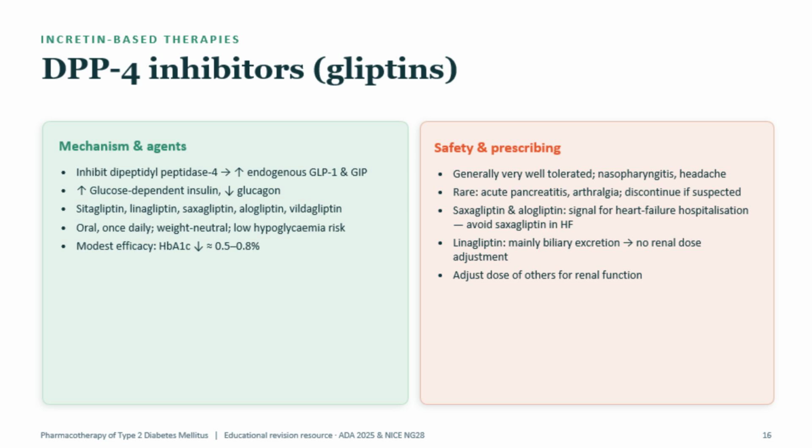The trade-off is modest power, only about 0.5% off the A1C. A couple of safety flags: watch for rare pancreatitis and avoid saxagliptin in heart failure. There's a hospitalization signal. And a nice fact to file: linagliptin is cleared through the bile, so no renal dose adjustment. The others you adjust.